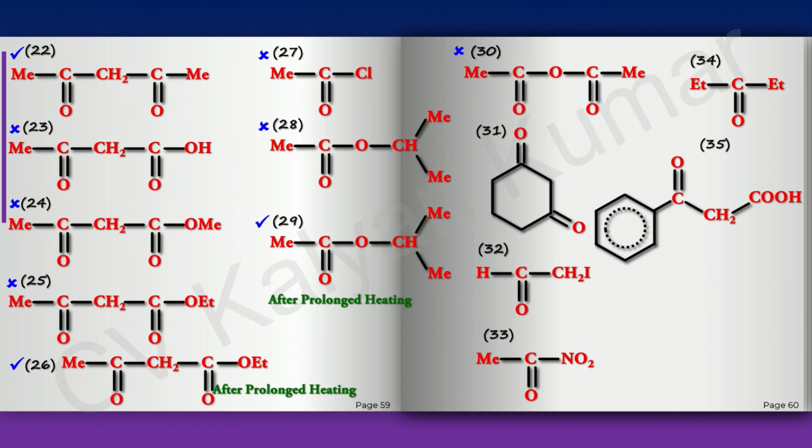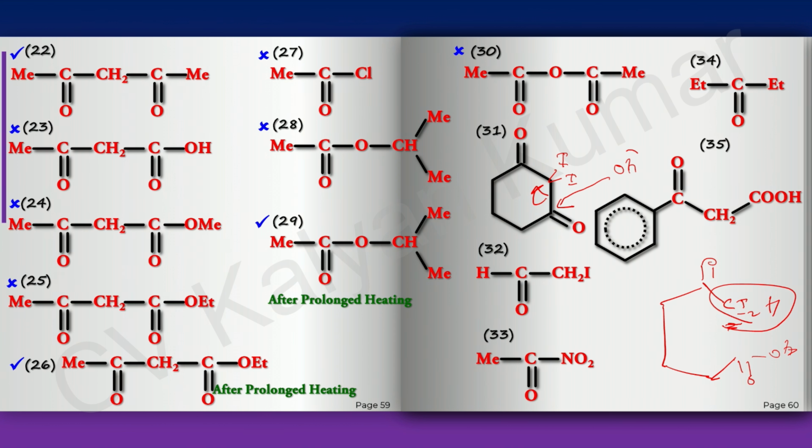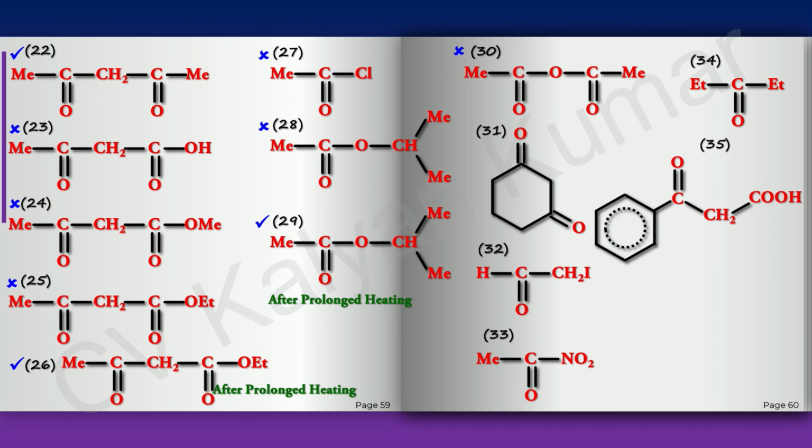31. In 31, what happens is these two become I. Now, what will the OH minus do? It'll attack this. This will leave. So, won't you get CH2 minus double bond O? And you'll get a double bond OH. So this H will go here. Can you see this part will give? So 31 will give. 32 will definitely give.